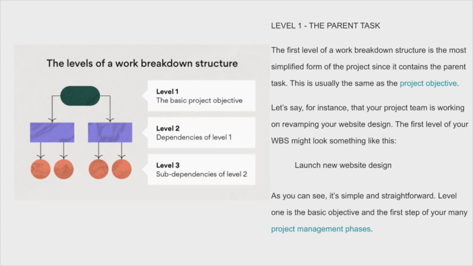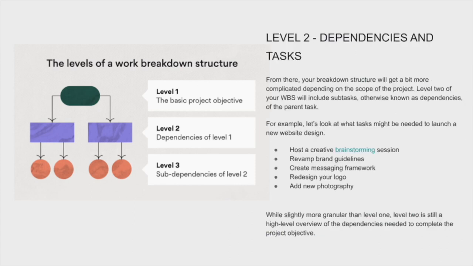So we need to then flow into what's called level 2 tasks, which are dependencies of level 1. These level 2 tasks are really the things that we need to do in order to make level 1 happen. So think about a website. Before we actually build a website, we've got to have a creative brainstorming session. We've got to revamp the brand guidelines. We've got to create messaging. We've got to redesign the logo. We've got to think about photography. All of these things need to be done in order to make that website happen.